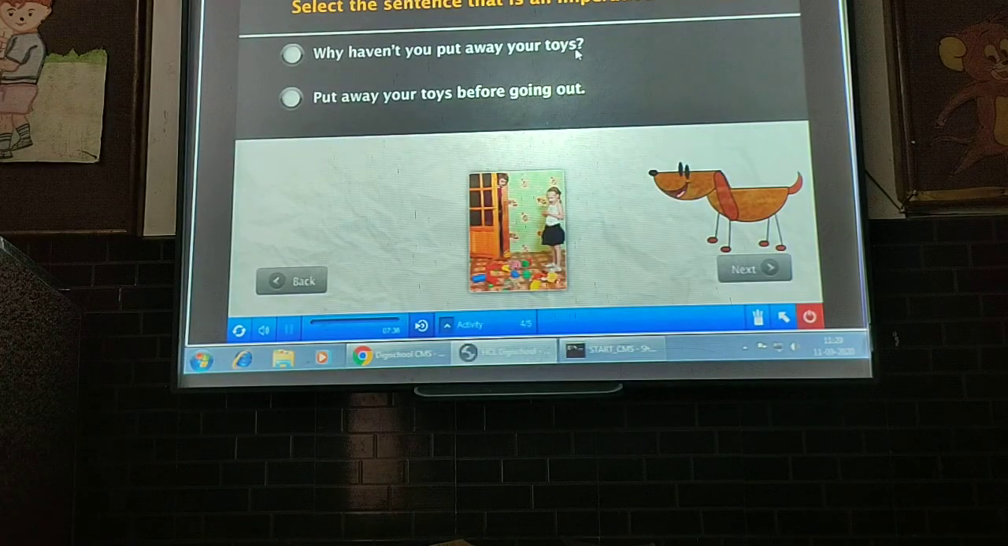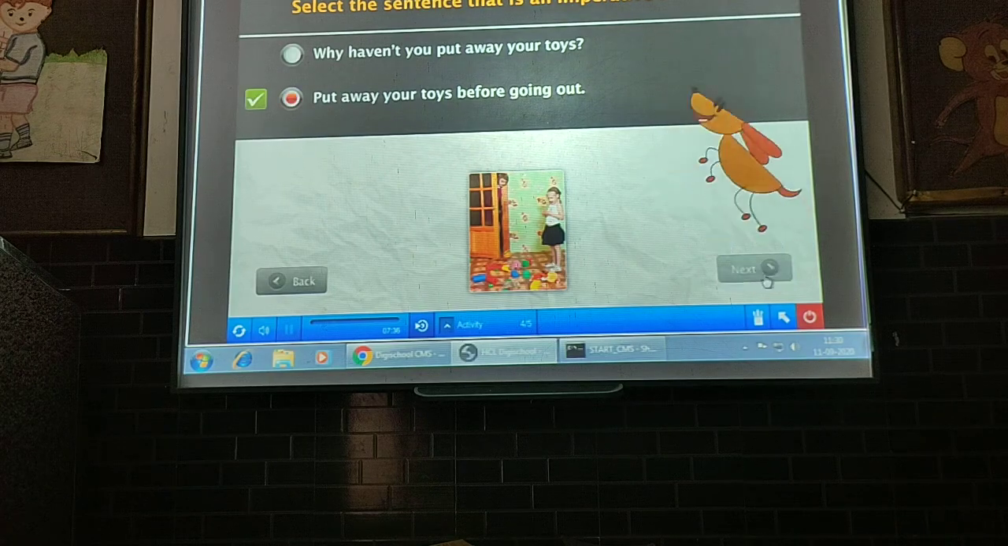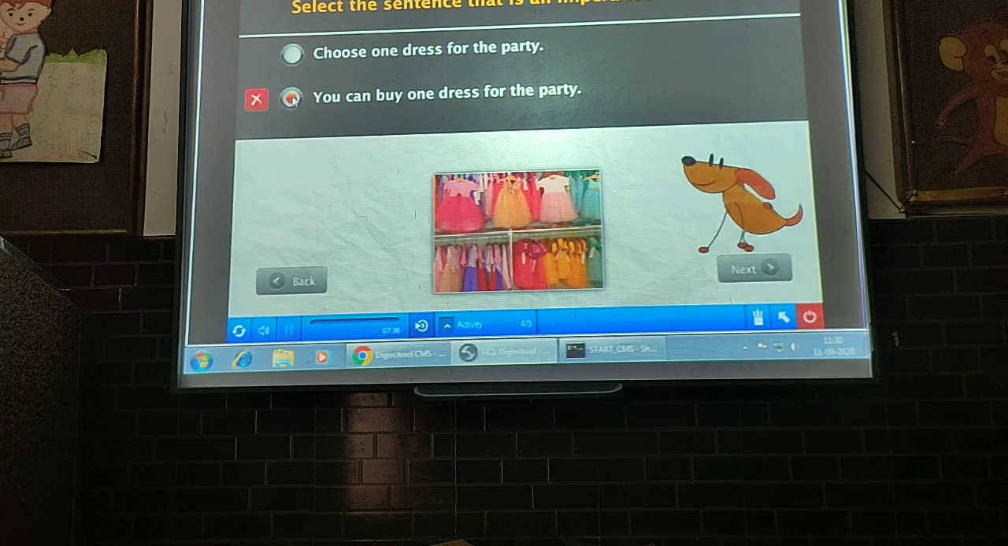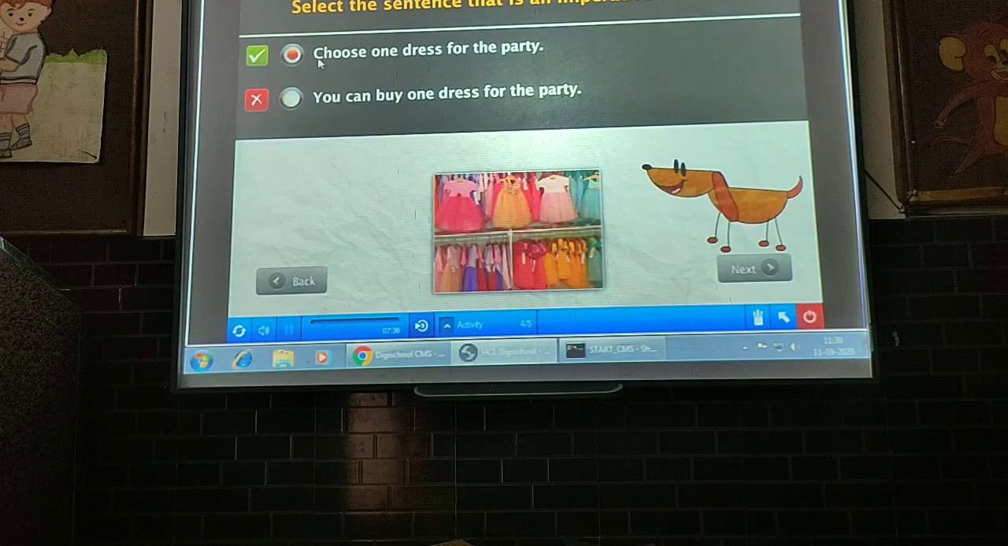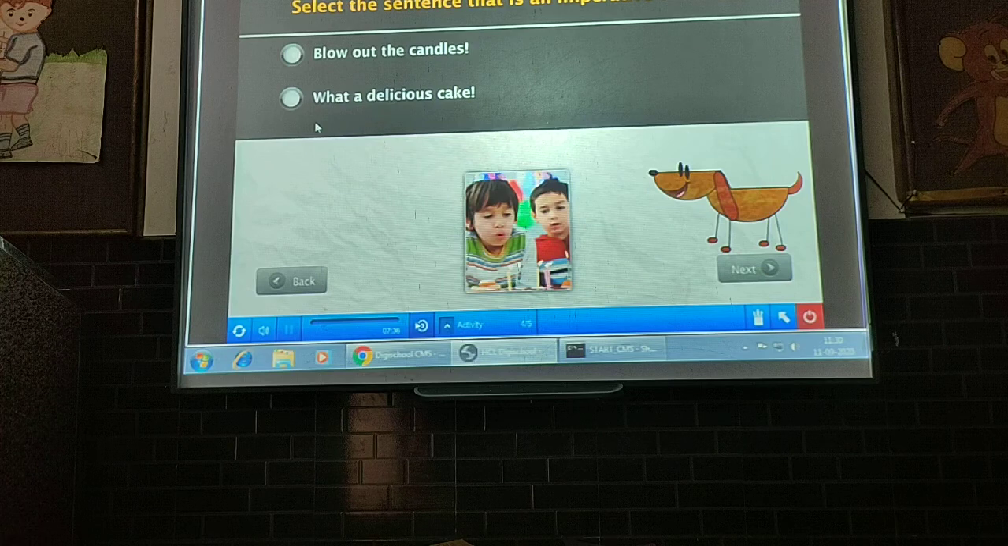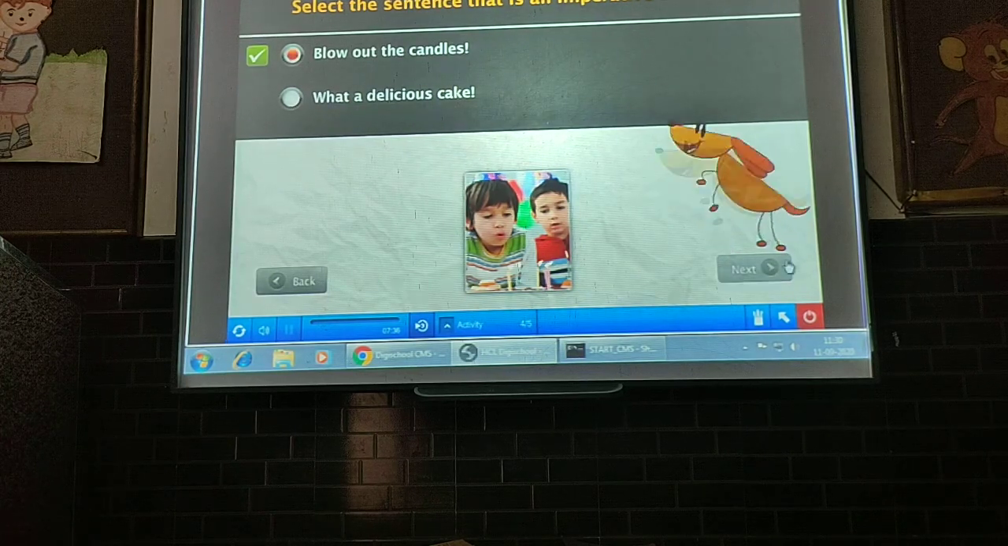Why haven't you put away your toys? Put away your toys before going out. Well done. Choose one dress for the party. Choose. Well done. Blow out the candle. What a delicious cake. Well done.